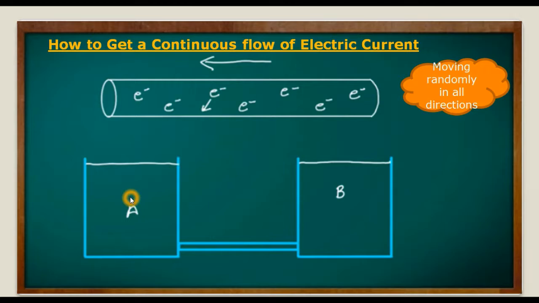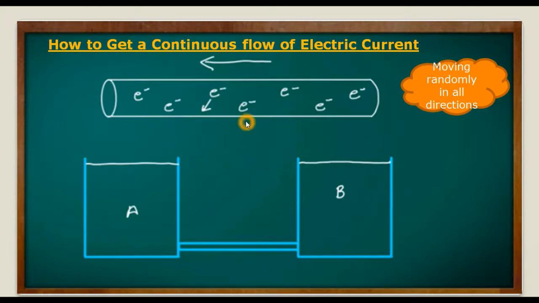Suppose you have two beakers, beaker A and B, and these two beakers are connected by a pipe. Suppose both beakers are filled with water up to the brim, and the water level is the same in both the beakers. Now, if I ask you, is it possible that water will flow from beaker A to beaker B or from beaker B to beaker A? Is it possible that water will flow through this pipe? No. Why? Because they have the same level of water.